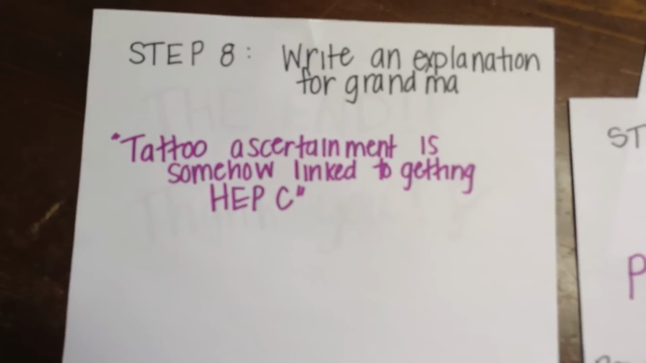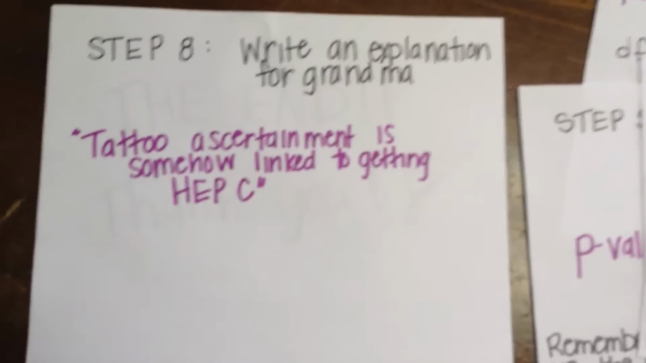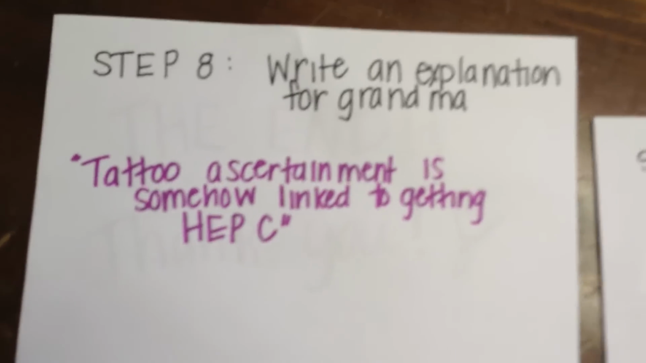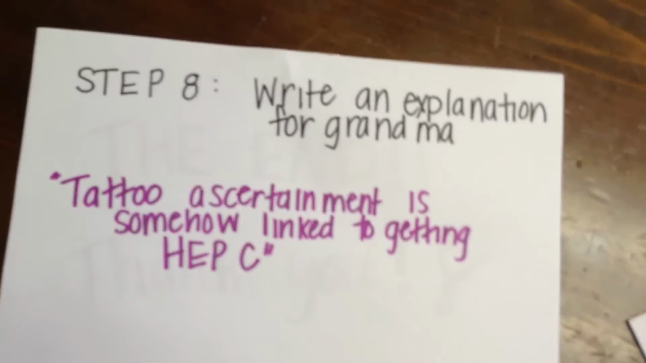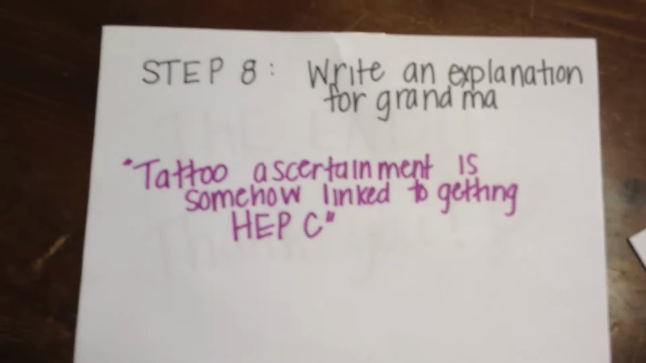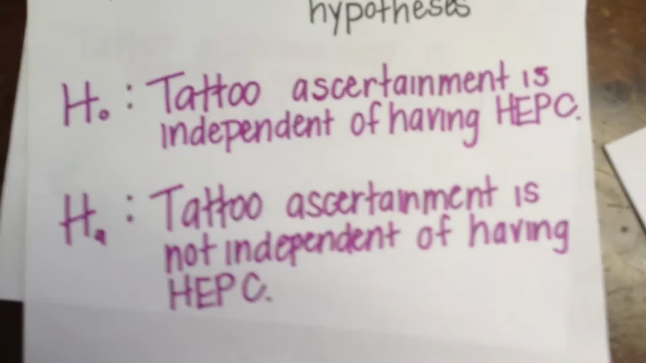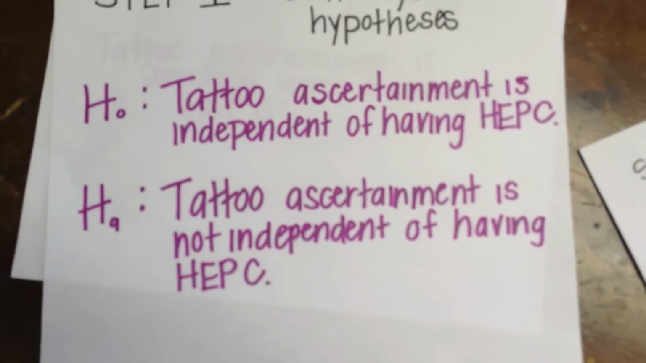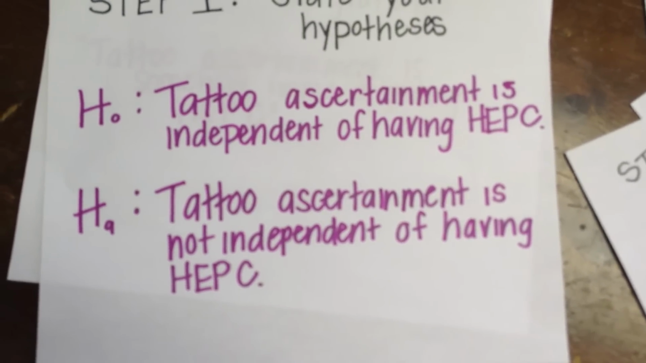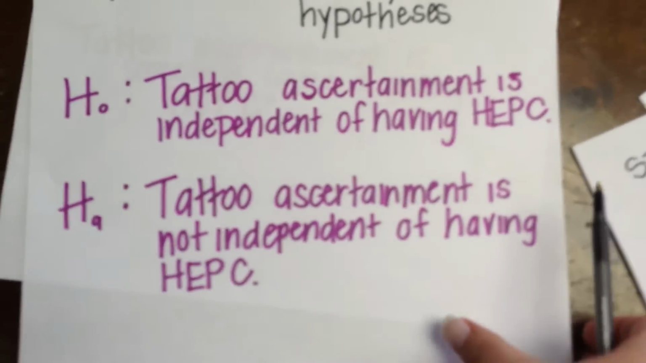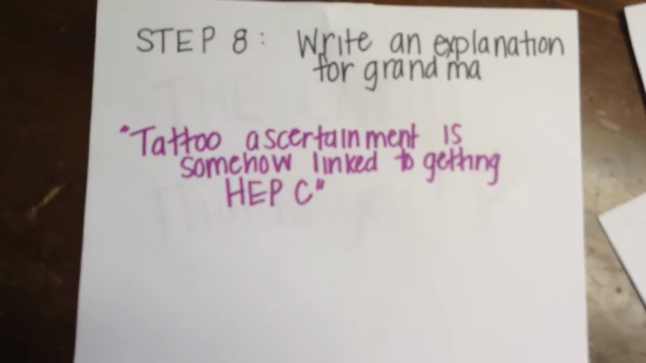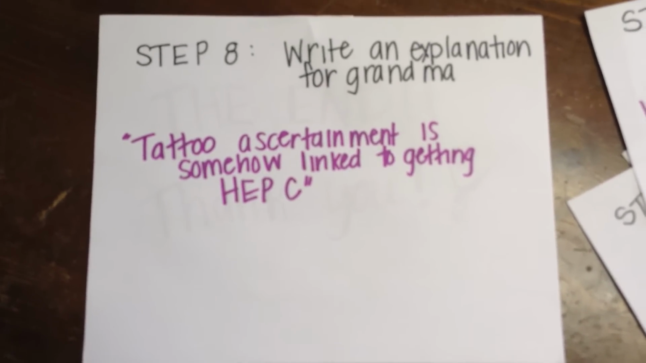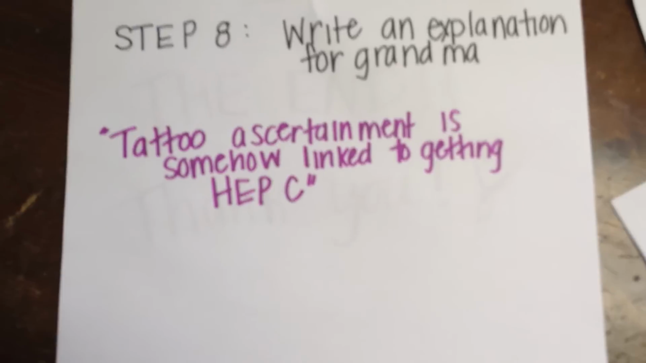Our final step, step 8, is to write an explanation for grandma. Since we determined that our HA was true, which, if you remember what HA was, it was tattoo ascertainment is not independent of having Hep C. We then write out a simple statement so that grandma can understand. Remember, do not use any stat terms. Make it as simple as possible.